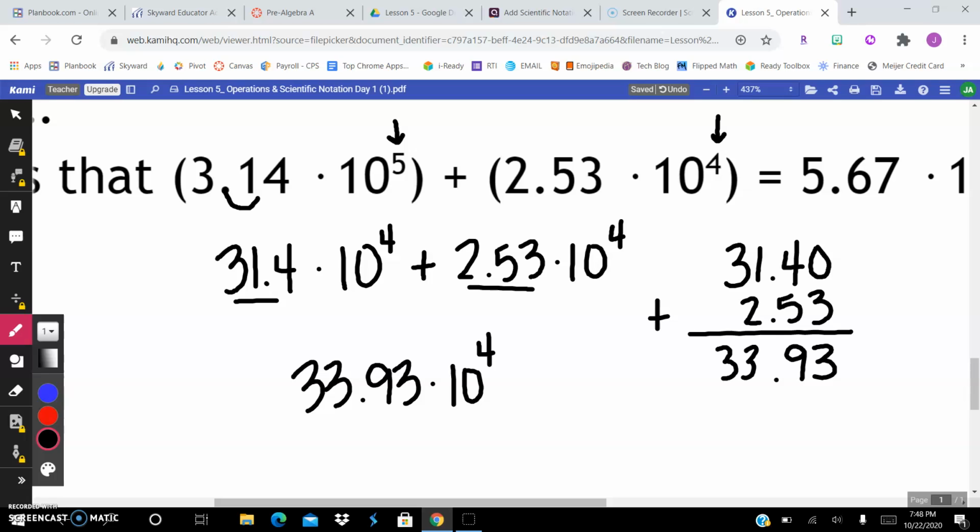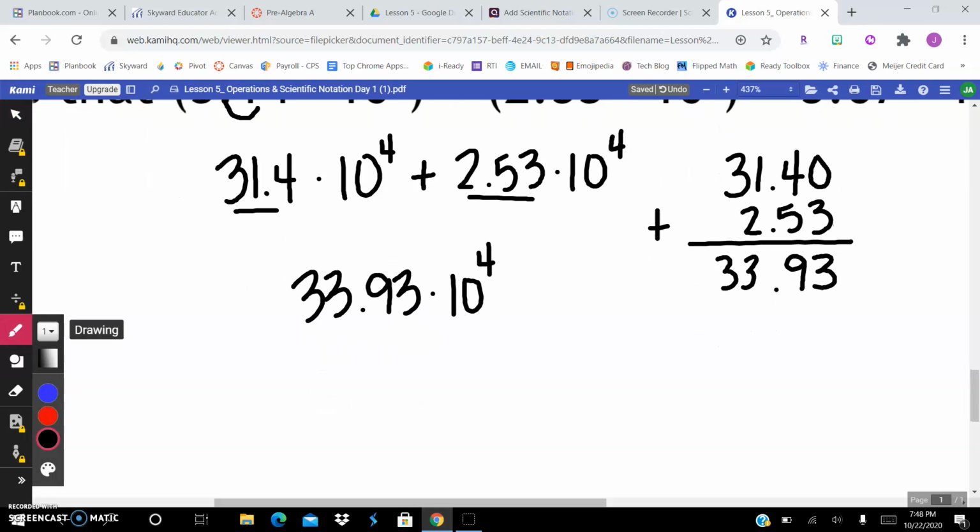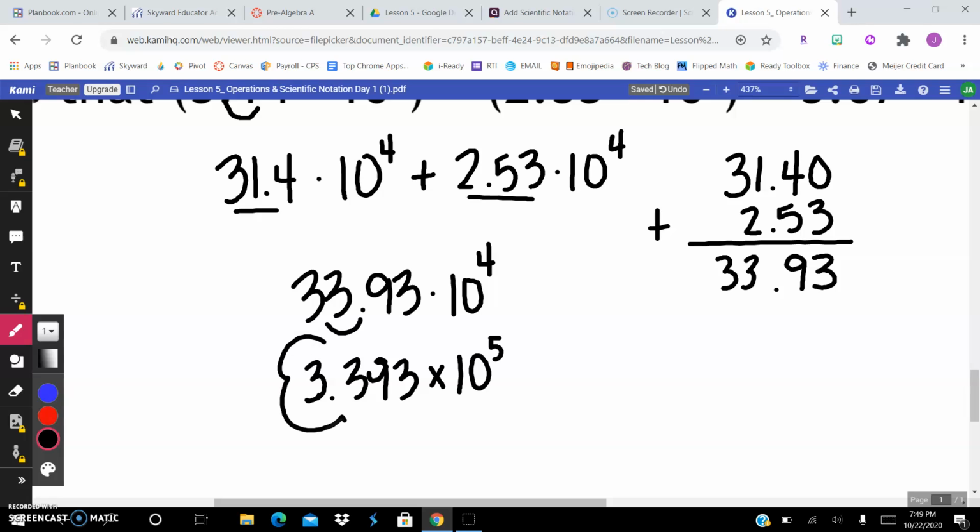So the only problem that I see here is that this is not in scientific notation. We have to slide this back one spot so that we have that number that's greater than 1 but less than 10. So we have 3.393 times 10. Now it's going to be to the fifth because I just slid over to the left to add one more decimal place to that. So that would be the correct answer if we added those together.